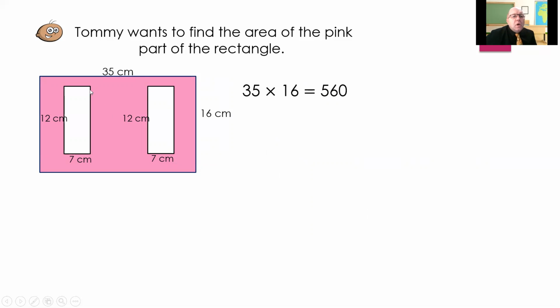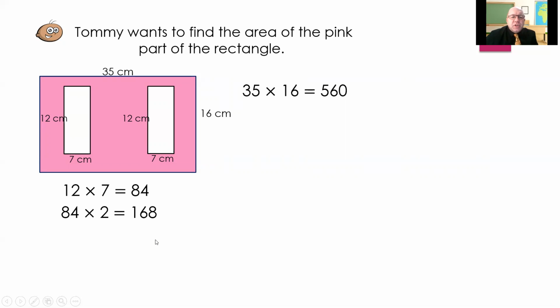But we don't want these bits, the cutout bits. So we need to work those out and take them away. So one of them is going to be 12 multiplied by 7. Well, we might know that from our times tables. 12 times 7 is 84. We've got 2 of them. So we need 2 lots of 84, which is 168.